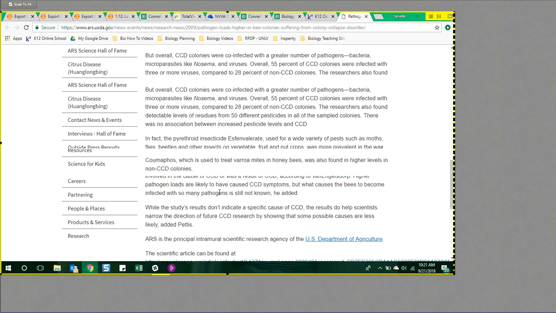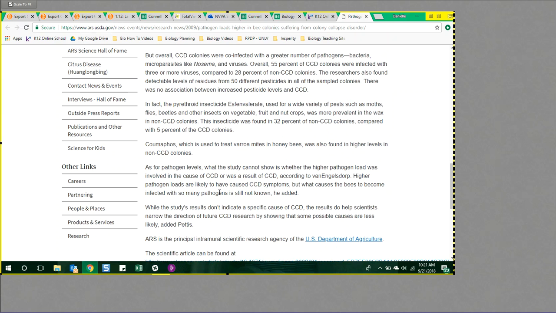In fact, the pyrethroid insecticide, esfenvalerate, used for a wide variety of pests such as moths, flies, beetles, and other insects on vegetables, fruit, and nut crops, was more prevalent in the wax in non-CCD colonies. This insecticide was found in 32% of non-CCD colonies compared with 5% of the CCD colonies. Coumaphos, which is used to treat varroa mites in honeybees, was also found in higher levels in non-CCD colonies.